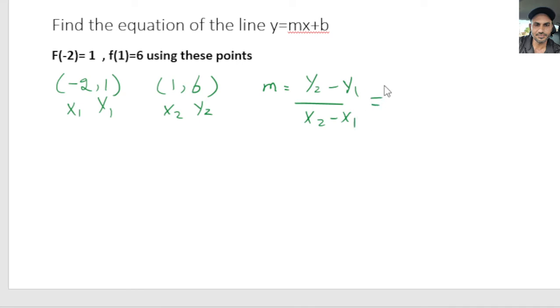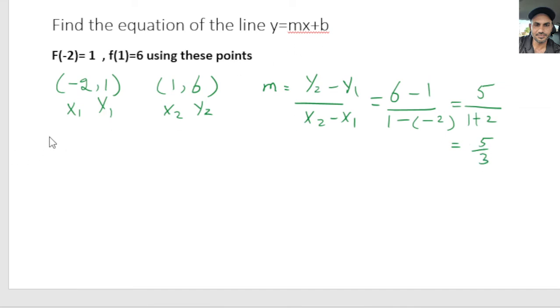And now we go ahead and plug in. The y2 is 6 minus y1 is 1. x2 is 1 minus x1 is -2. So we have 5 on top, 6 minus 1 is 5. In the denominator we have 1 minus -2, which would be 1 plus 2. So you get 5/3. Now we go ahead and plug in this right here.